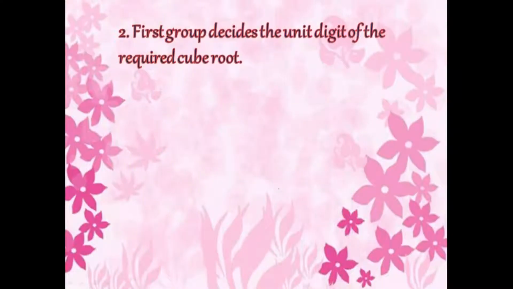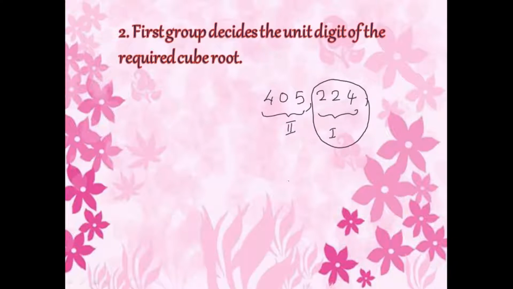The second step is that the first group decides the unit digit of the required cube root, right? So here we divide the number into 2 groups like this. The unit digit of the cube root will be decided by the first group. It is 224. So I have taken the first group, 224. Now the unit digit of 224 is 4.